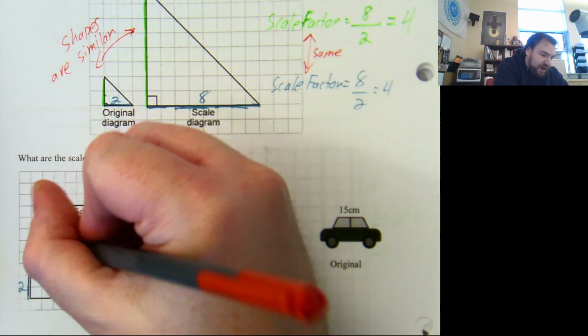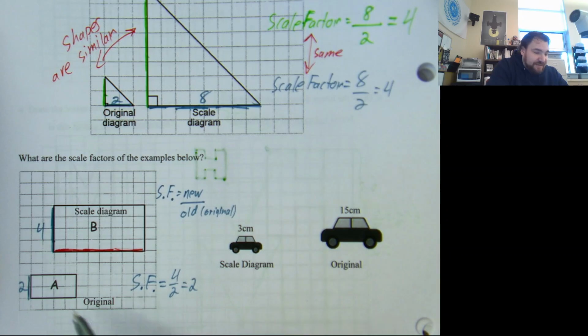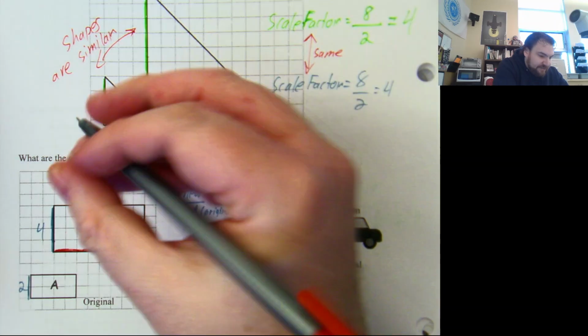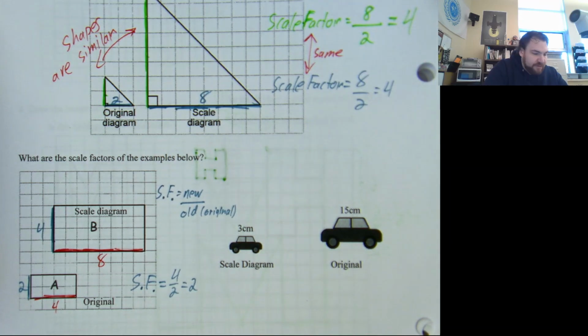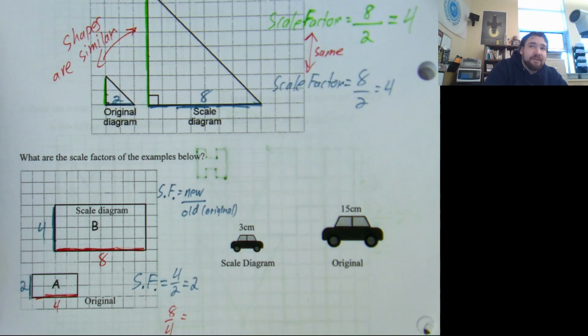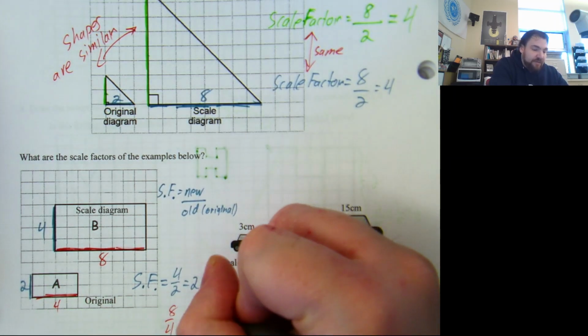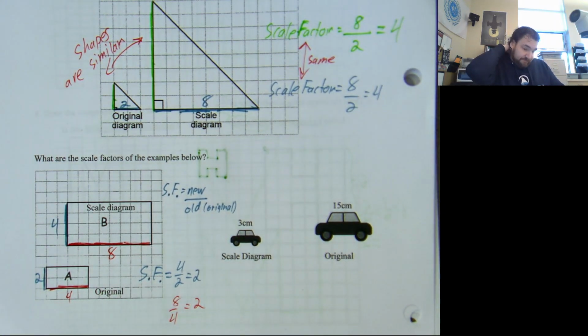Equivalently, I could have looked at the bottom of this rectangle. This guy has a length of 1, 2, 3, 4, 5, 6, 7, 8. And this guy down here has a length of 4. So I could have used 8 over 4 instead. And 8 divided by 4 is, again, 2. Scale factor is the same.